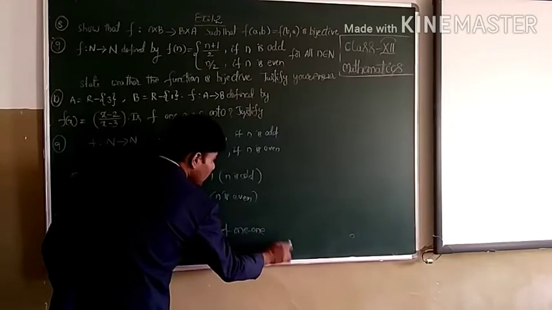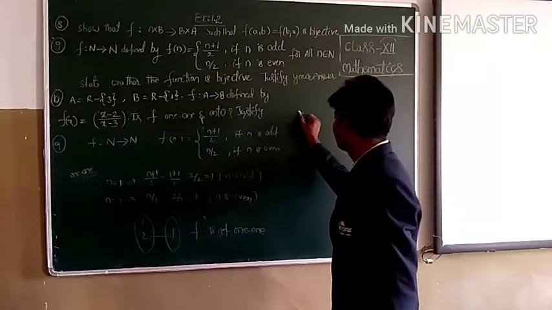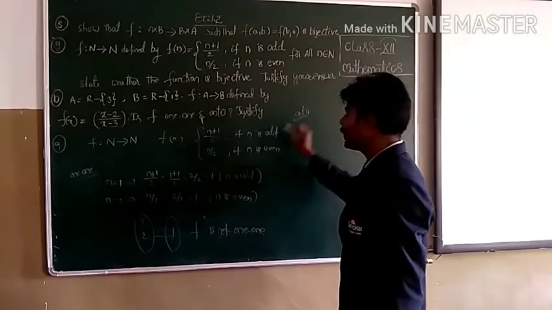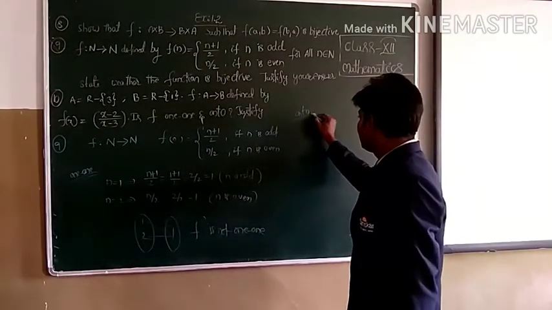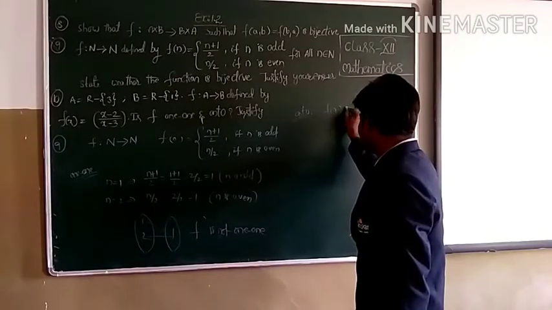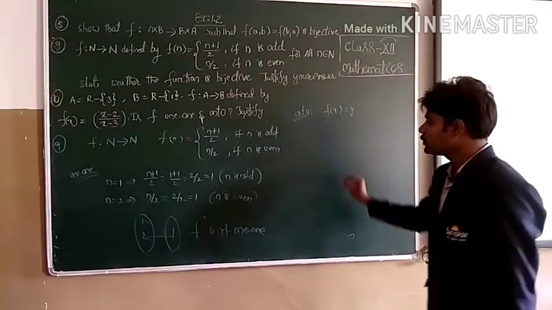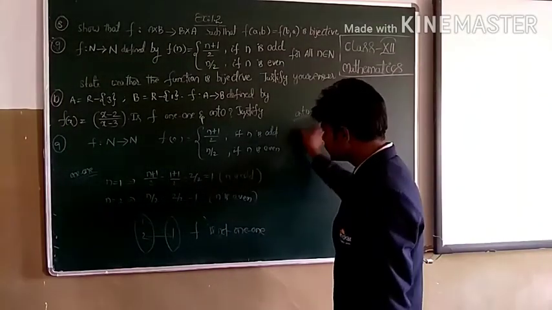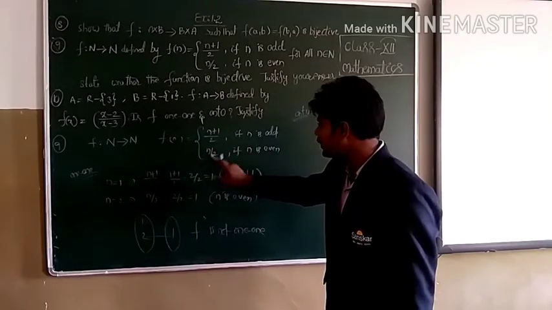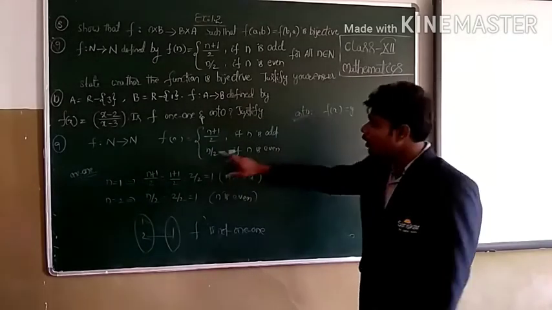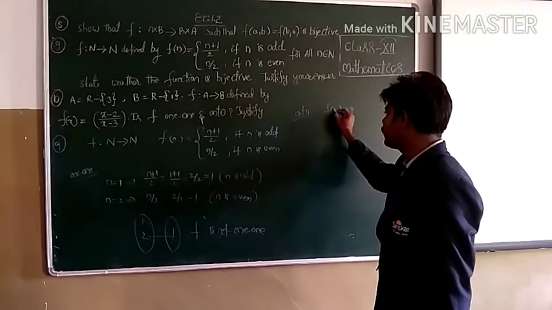Okay. Now let's see the onto condition. Does it satisfy onto or not? To satisfy the onto condition, f of x is equal to y. This is the actual condition for an onto function. So there are two cases given here, n plus 1 by 2 and n by 2. So you can consider here it is f of n.